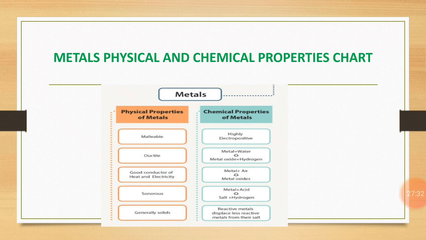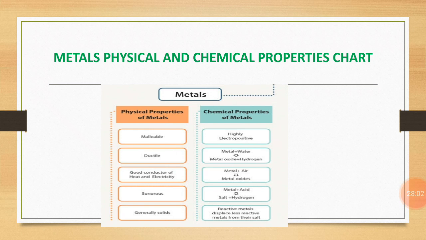Next, metals are good conductors of heat and electricity, which means they allow heat and electricity to pass through them very easily. They are sonorous, which means they produce a ringing sound when struck with a hard object. They are generally found in solid state at room temperature, but there are some exceptional cases also. For example, mercury is a metal that is found in liquid state at room temperature. Gallium is also a metal found in liquid state at room temperature.